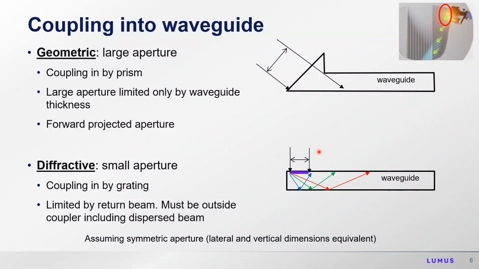And for comparison, let's talk about the diffractive. We talked about the dispersion of the beams, and the main issue that limits the aperture of diffractive coupling into the waveguide is the fact that the reflected beam, let's see, the blue here, must not hit the input coupler, because then it will couple back out and create scatter.